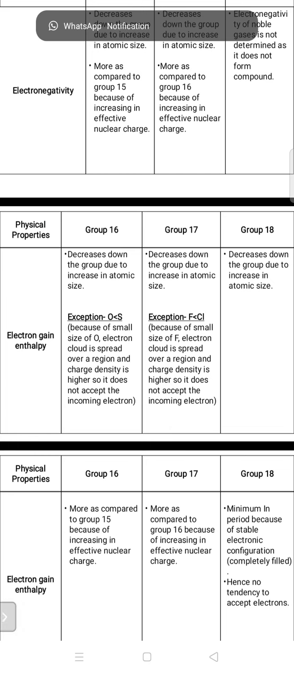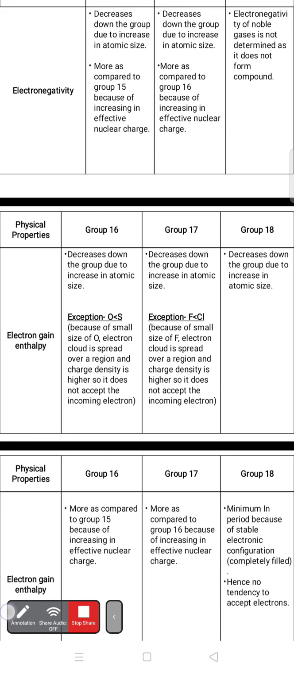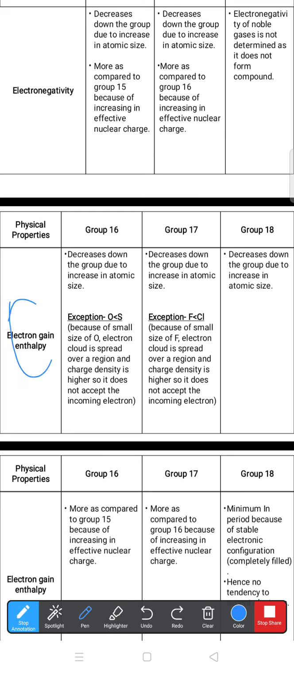Electron gain enthalpy. In group 16, it decreases down the group due to increase in atomic size. Now the exceptional case is oxygen. Oxygen has less electron gain enthalpy as compared to sulfur because of the small size of oxygen. The electron cloud is spread over a small region and charge density is higher, so it does not accept the incoming electron in the outermost shell of that element. That's why we see this variation.